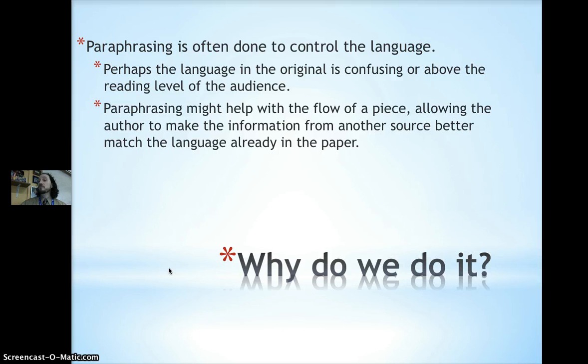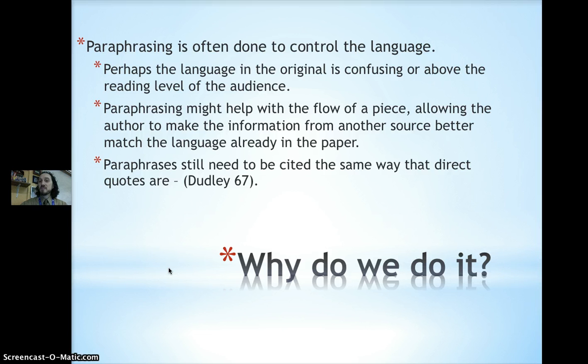Paraphrasing might help with the flow of a piece, allowing the author to make the information from another source better match the language that's already in the paper, so that the idea sounds more like you than like a 52-year-old professor teaching at MIT.